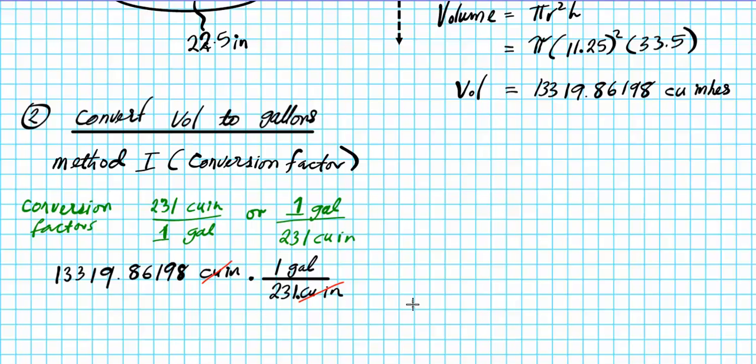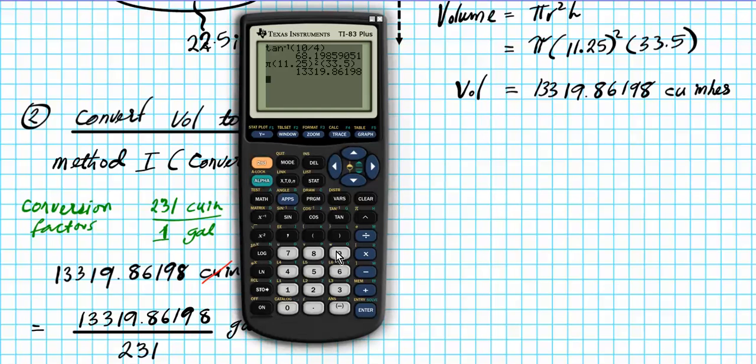and this product that we have here is your gallon factor. So what we're going to do is take 13319.8619 8, and divide that whole thing by 231, okay? And the unit is gallons. That's the only unit we have left, right? So let's go ahead and do that with a calculator. The answer is already there, just divided by 231.